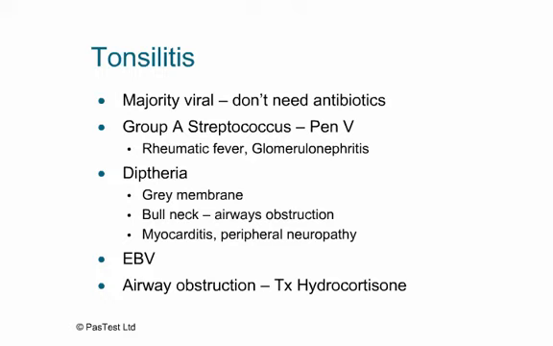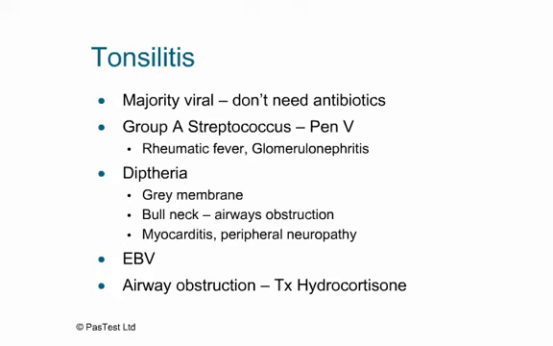Remember the long-term sequelae, which are very rare in the UK, of rheumatic fever, glomerulonephritis, and neurological complications such as Sydenham's chorea. Diphtheria is very, very rare, although there has been a case in the UK this year, that's 2009. This presents classically with a grey, thick membrane over the tonsils and a bull neck, so a widened neck that's associated with airway obstruction. This is a very serious condition that's toxin-mediated and results in a myocarditis as well and a peripheral neuropathy.